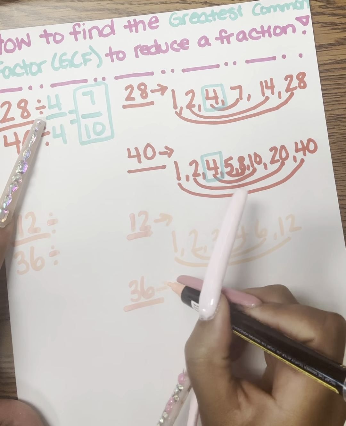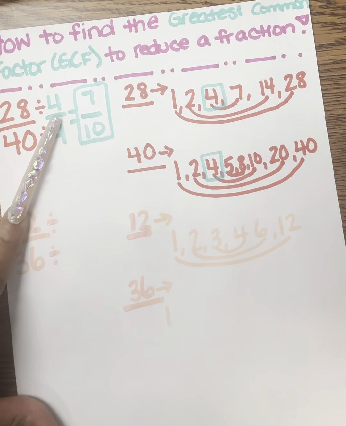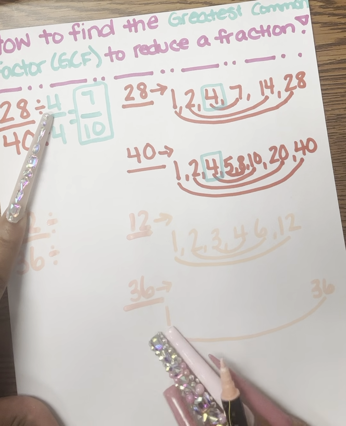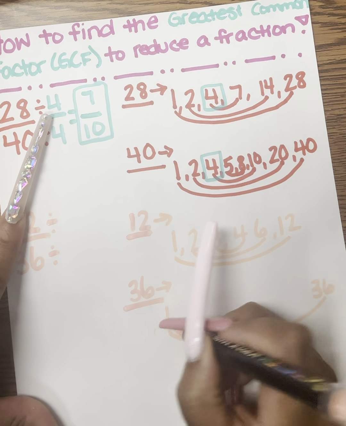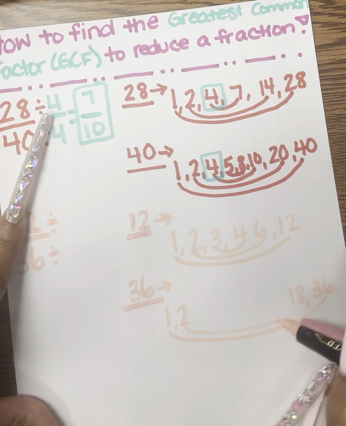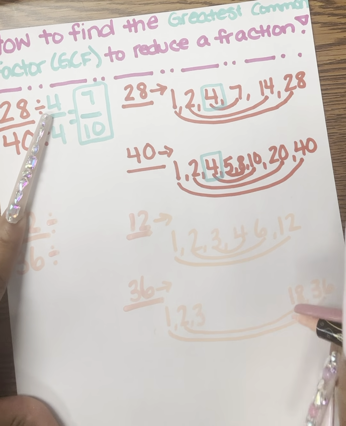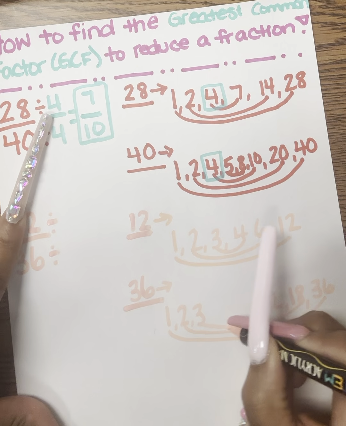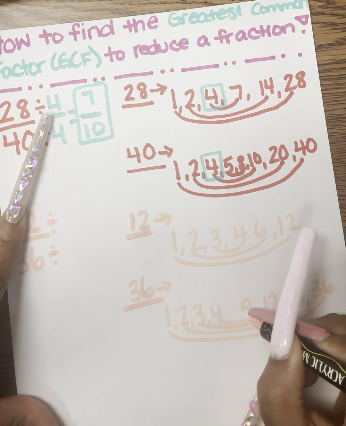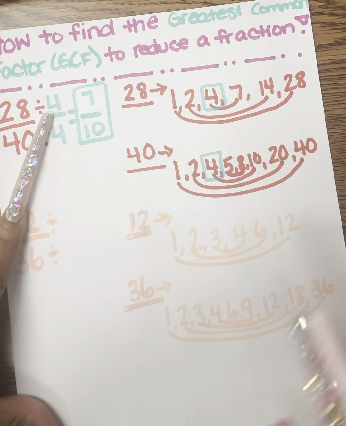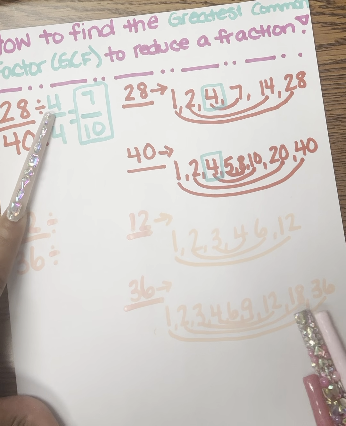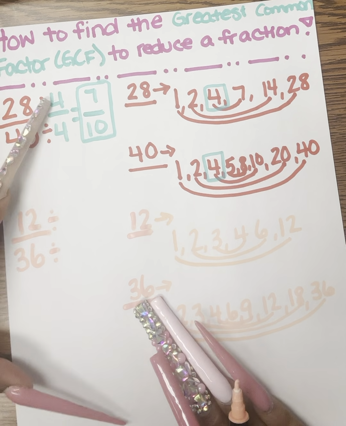We're going to do the same thing for 36. I can multiply 1 and 36, always starting with 1 and that value. I can multiply 2 times 18, 3 times 12, 4 times 9, and I can multiply 6 times 6. 1, 2, 3, 4, 6, 9, 12, 18, 36, all factors of 36.